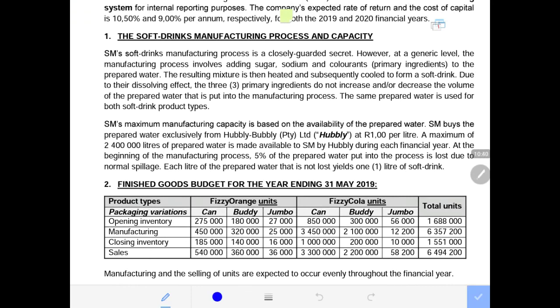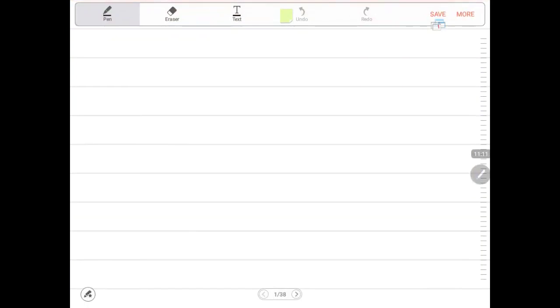SM's manufacturing capacity is based on the availability of the prepared water. Obviously, they cannot manufacture more than the available water. SM buys the prepared water exclusively from Hobby Body PTY LTD at R1 per liter. So now we have the cost of the direct material, if I may say so.